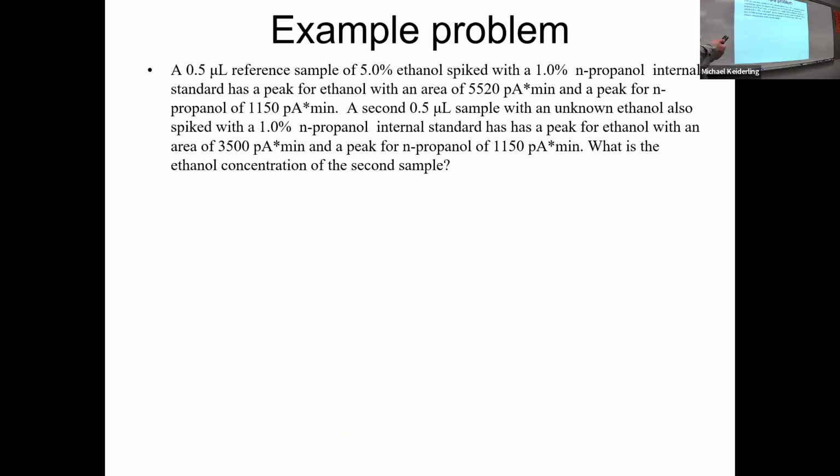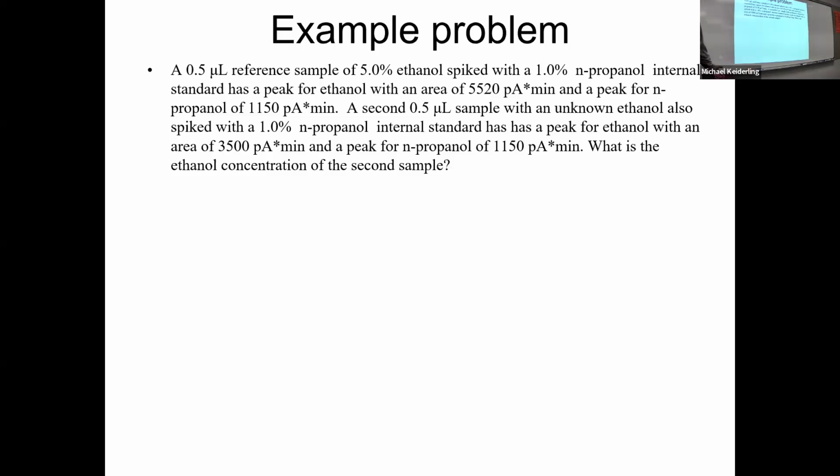So here, if you have a 0.5 microliter reference sample of 5% ethanol spiked with a 1% n-propanol internal standard, it has a peak for ethanol with an area of 5520 picoamp minutes, and a peak for propanol of 1150 picoamp minutes. Then a second 0.5 microliter sample with an unknown ethanol concentration, also spiked with the same amount of n-propanol, has a peak for ethanol of 3500 picoamp minutes, and a peak for n-propanol of 1150 picoamp minutes.